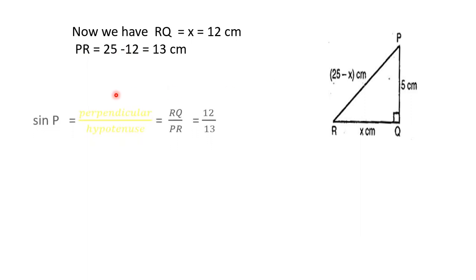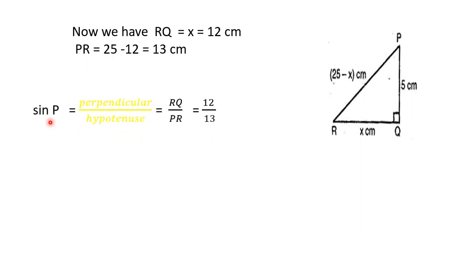So we have the values. Then after this we have to find sine P. Now this P is an acute angle, so the side opposite to this angle is RQ, the perpendicular, and the hypotenuse is PR, so sine P is RQ upon PR, and the value of RQ is 12 and PR is 13, so we get sine P is 12 by 13.